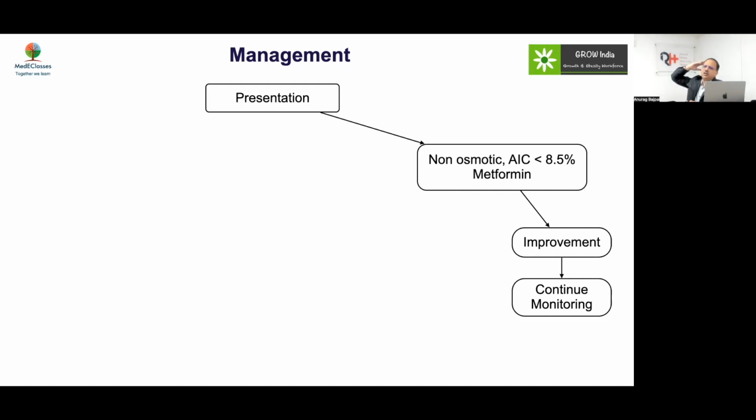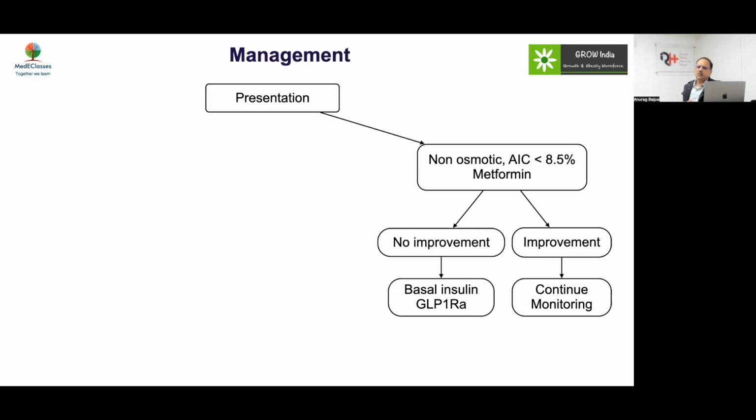So this is somebody where you say, okay, let's do our obesity screening. You may find somebody whose HbA1c is 7 or 6.5 also, which may happen. If there is no improvement, however, think of basal insulin, and I would now go more in favor of a GLP-1 receptor analog or even empagliflozin as an option.